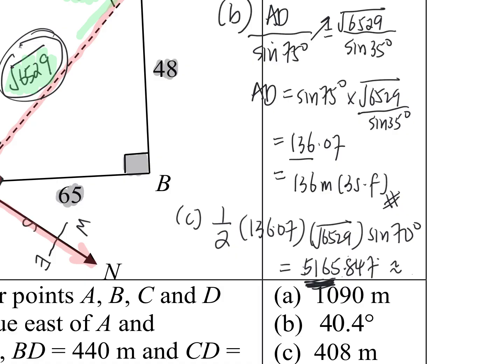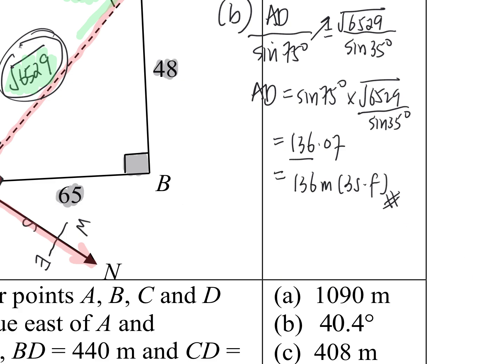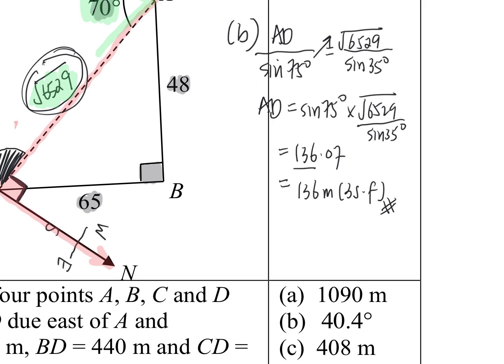So 3SF, look at the 3 underlined number and then look at the 1 to the right. So since it's 5 or more, you round up. So 5170. Okay? So always look at the question to understand what it is that they are trying to ask you to do.